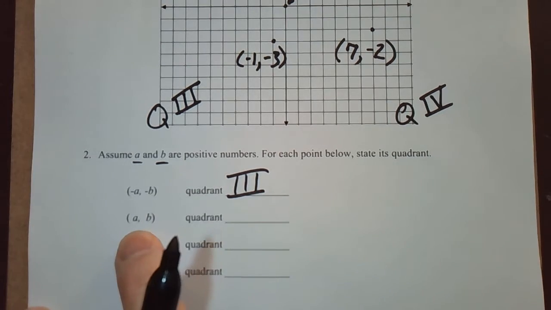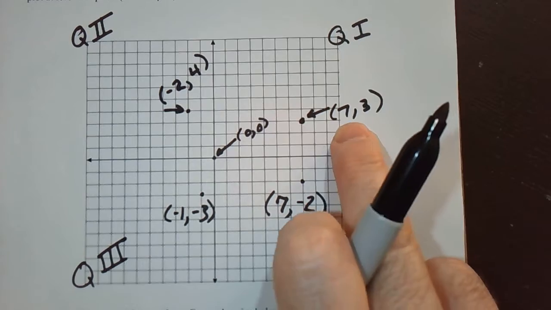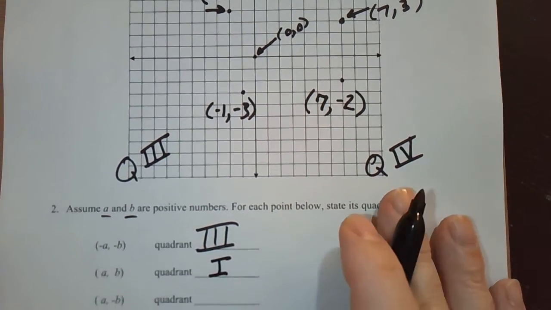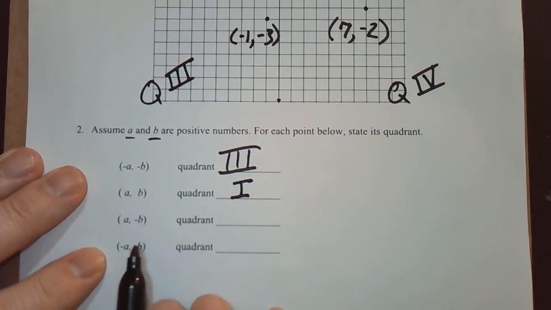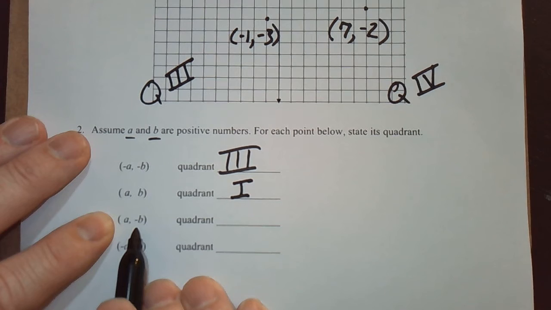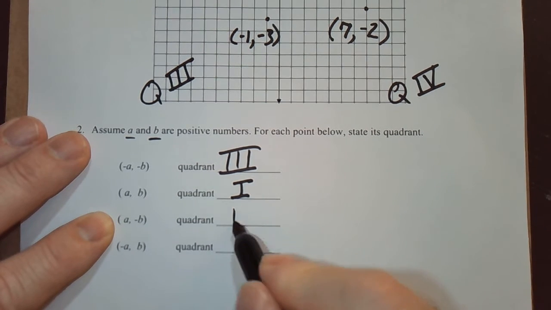Positive, positive, well, that was the first quadrant we did. That was number 1. We did the point 7, 3, positive, positive. So that's quadrant number 1. Positive negative means go to the right and then go down because it's negative. That would be quadrant number 4.